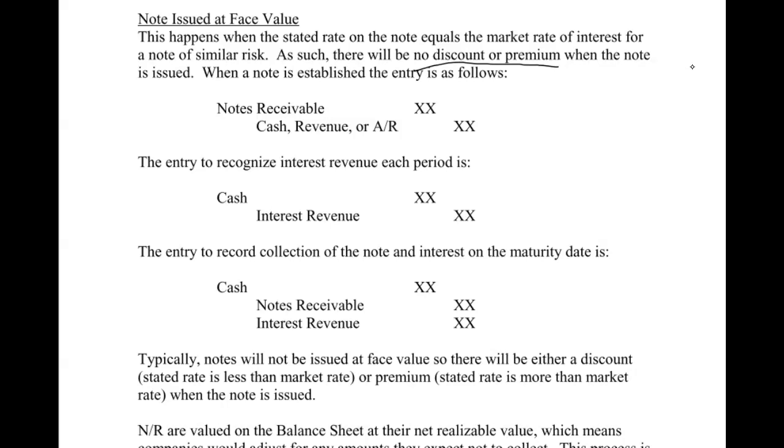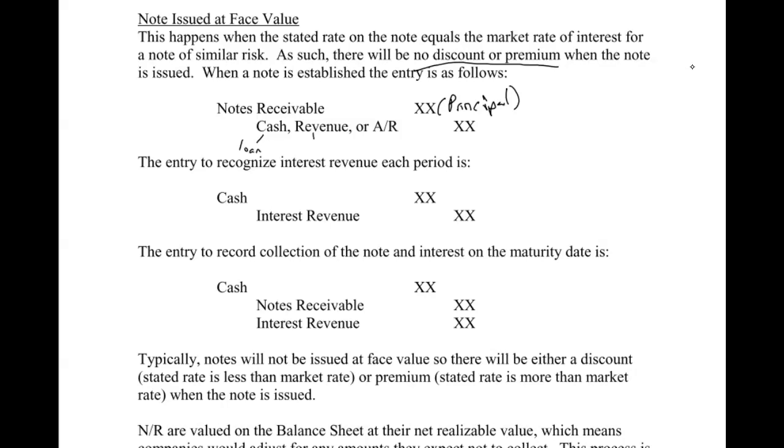When we record our first journal entry, we have notes receivable. Remember, this is going to be the principal amount, and then you could have any number of credits here. If we loan somebody money, we'd be giving them cash, so that would be a loan.